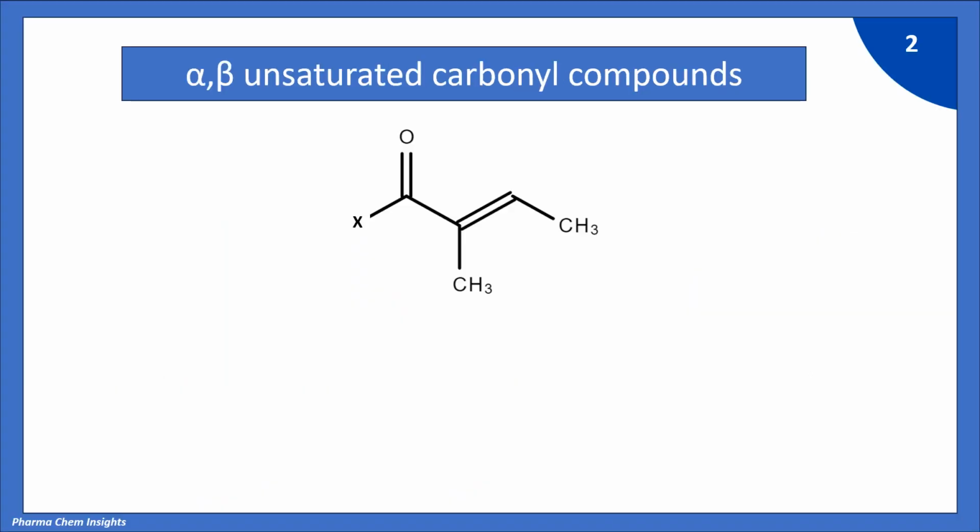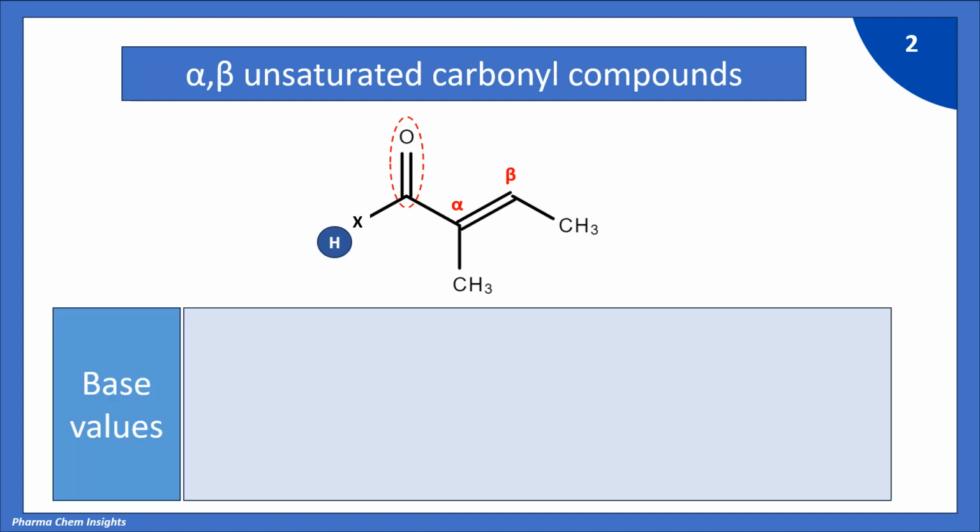So here is the basic structure for alpha beta unsaturated carbonyl compound. We have carbonyl group and unsaturation at conjugated position. So the carbon which is next to carbonyl group is named as alpha and the next one is beta. And X is the substituent next to the carbonyl group. So let us see the base value for these compounds.